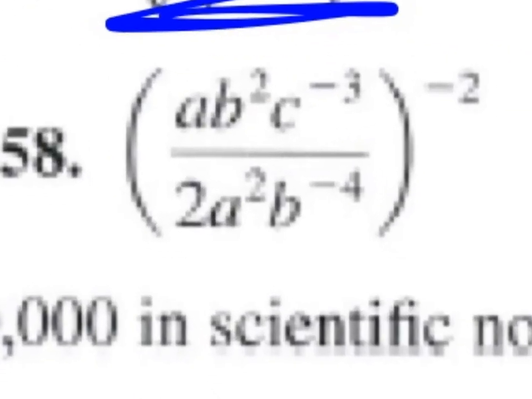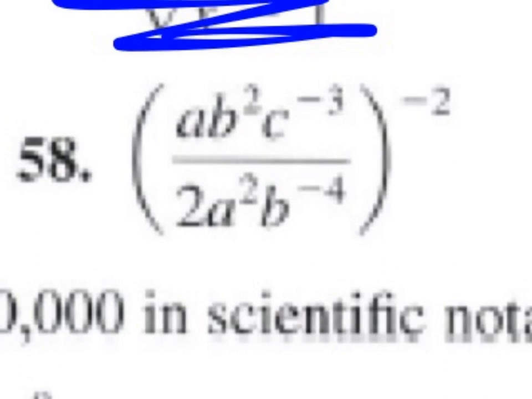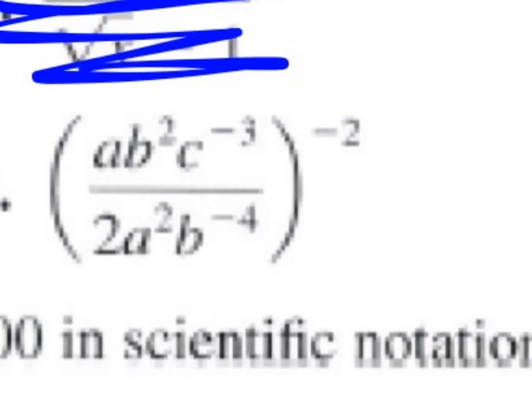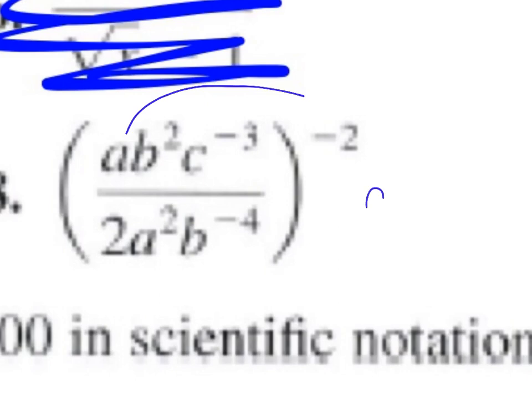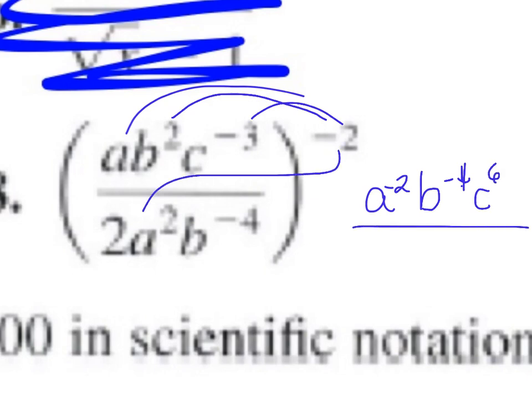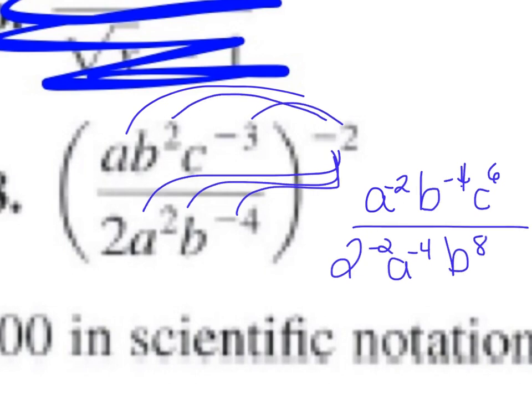All right, let's look down here. This is another gross one, but it's really not bad. I have a power outside of the parenthesis. That means I need to do what to it? Everything inside. Distribute. So just take your time. A to the negative 2. Agreed? So then this negative 2 goes to B, so I have B to the negative 4. And then I have C to the what? 6th. Over 2 to the negative 2, A to the negative 4, B to the 8th. Questions?